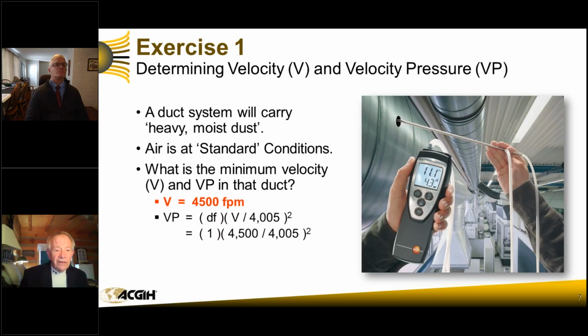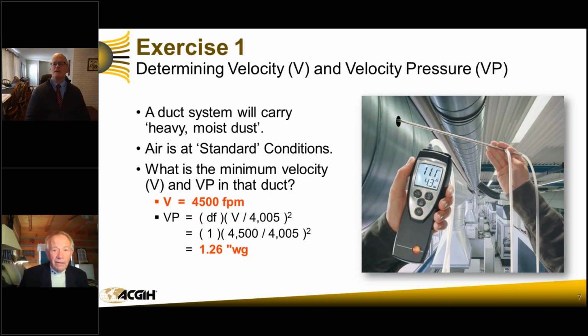So with our density factor being 1, we can put into that equation 4,500 divided by 4005 squared, and what we'll find is that the velocity pressure is 1.26 inches of water column. How do I know that? Well, in my background, we used 4,500 feet per minute as a minimum duct velocity in the lead acid battery plant that I used to have. For lead, we were always going out, measuring with our pitot tube, and looking for a velocity pressure of 1.26 inches of water column, which can be read in a manometer everywhere we went. So that's a very useful number.